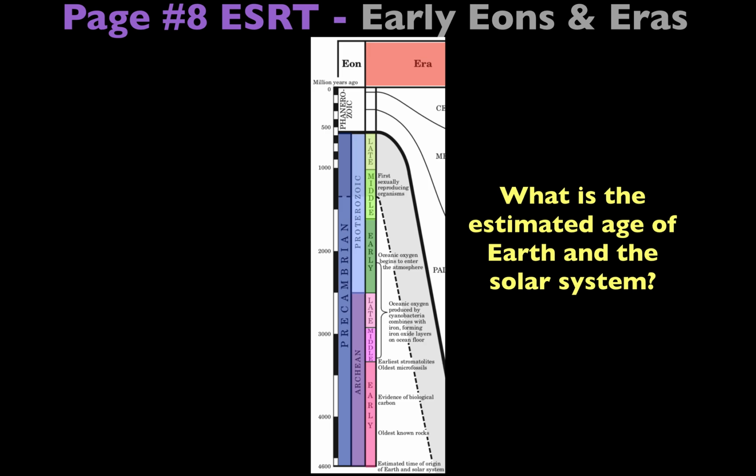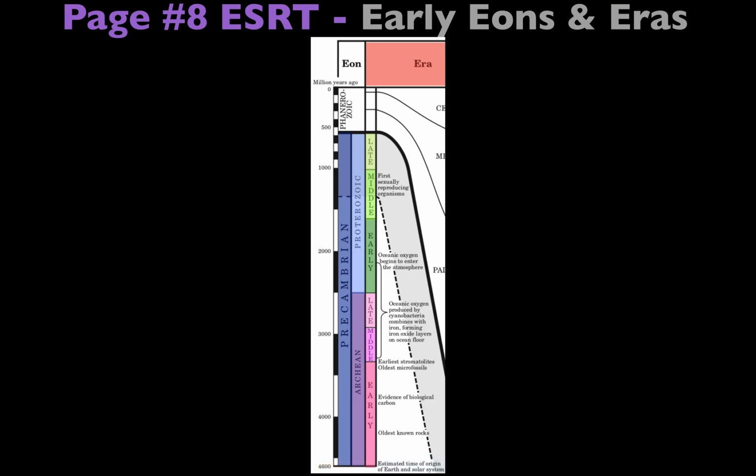Well, if we look along those different key phrases, you're going to see at the bottom, estimated time of origin of Earth and the solar system. If we look over to the time scale, you'll see that this was 4,600 million years ago, and this took place during the early Archean, which was part of the Precambrian.